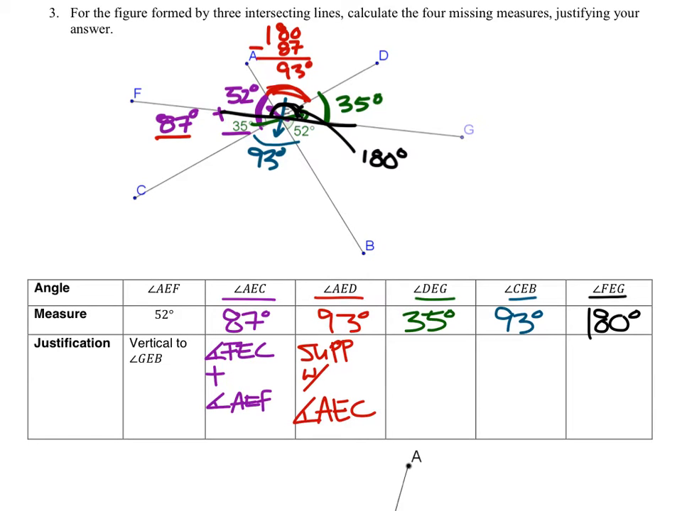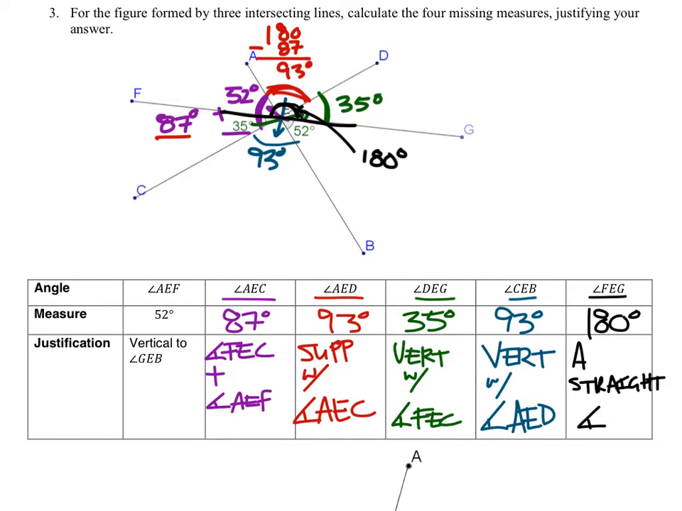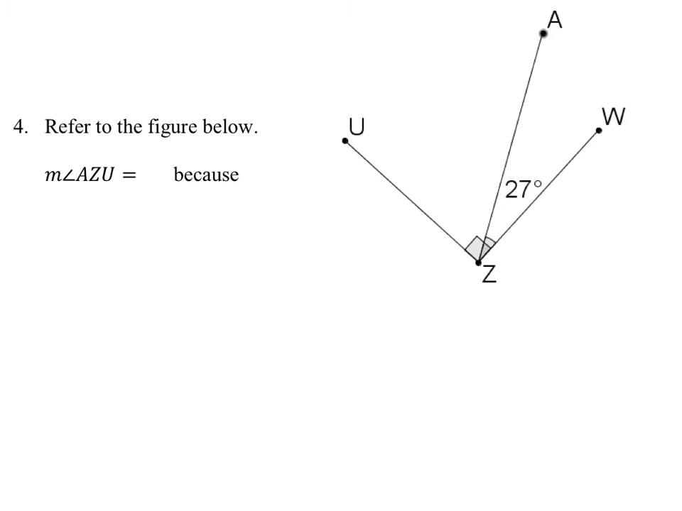Yeah, to add to that: angle DEG, this one was vertical with angle FEC. And CEB, this one was vertical with AED. And then finally, FEG is just one straight angle. All right, refer to this figure.